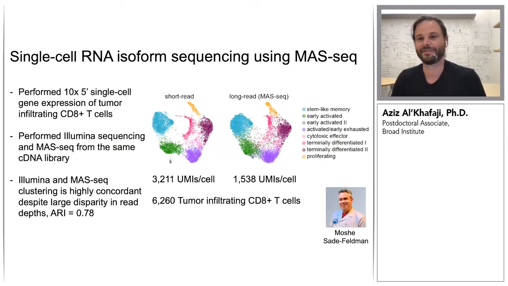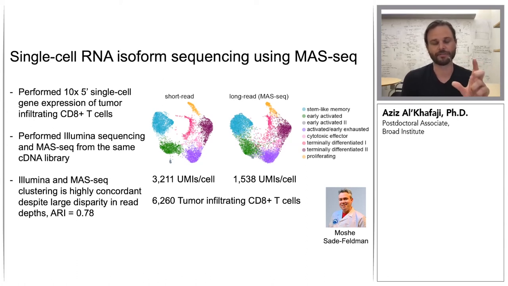So now let's dive into some MAS-seq single cell RNA isoform analysis. A very active area of research centers around understanding T-cell dysfunction in the context of cancer, with the aim of developing therapeutic strategies to reinvigorate the immune system against cancers. And so a close collaborator, Moshe, performed 10x genomics single cell gene expression on tumor-infiltrating CD8 T-cells, from which full-length cDNA libraries were processed for both Illumina sequencing and for MAS-seq. And this shows the runs from the short read and long read workflows.